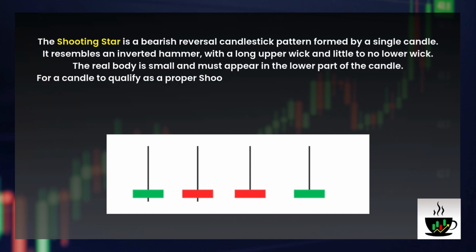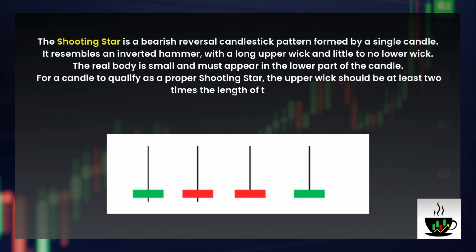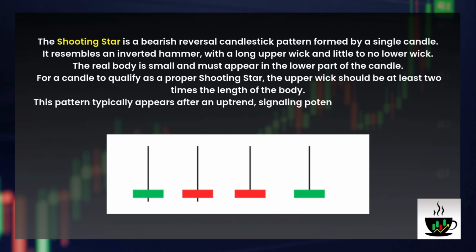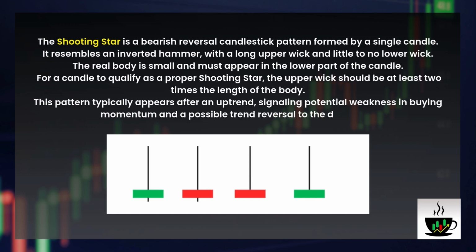For a candle to qualify as a proper shooting star, the upper wick should be at least 2 times the length of the body. This pattern typically appears after an uptrend, signaling potential weakness in buying momentum and a possible trend reversal to the downside.